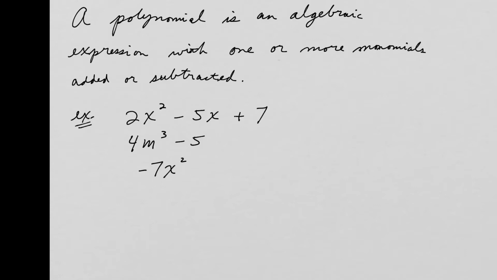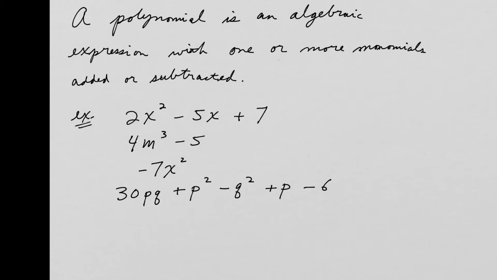It could be more complicated, right? In all these cases right here, I have one variable. So the first polynomial has just x, second one has just m, third one has just x. But you could have a polynomial in more than one variable. So say two variables, let's say p and q. So this would be an example of a polynomial. Happens to be in two variables.